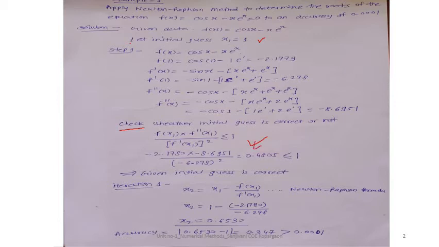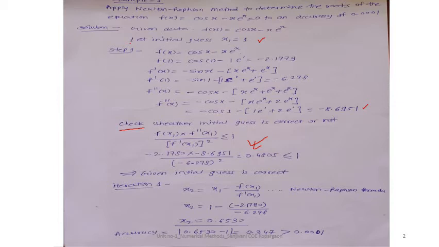So f dash of x, that is the first derivative, is minus sin x minus x e raised to x plus e raised to x. So f dash of 1 is minus 6.278. f double dash of x is minus cos x minus x e raised to x plus e raised to x plus e raised to x. So f double dash of 1 is nothing but minus 8.6951. So these values we have calculated. We put these values in this check, and we got the value 0.4805, which is less than 1. Because of this, we assume that the initial guess is correct.